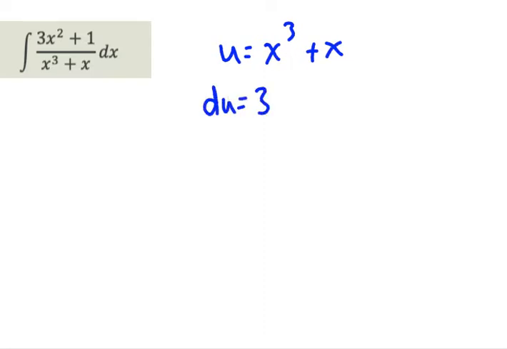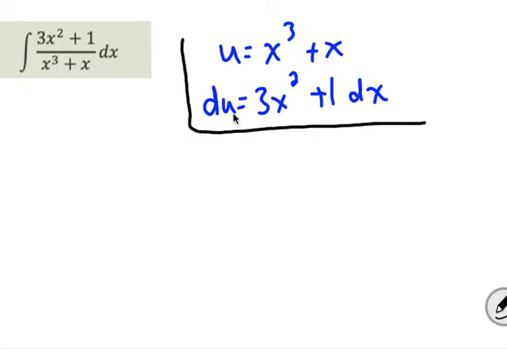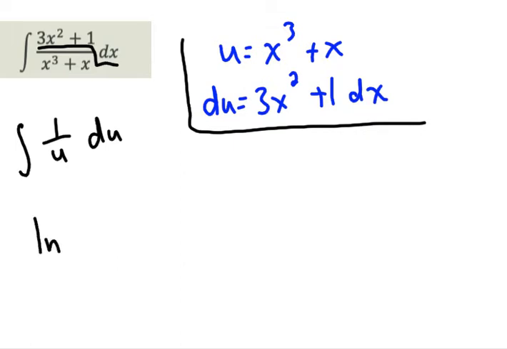So du is equal to 3x squared plus 1 dx. So we don't even have to do any manipulating or anything like that. We just leave it right the way it is, because we have that exact same thing up here already. So we got the integral of 1 over u du. So ln of absolute value of u plus c. We need our plus c because we don't have numbers there.